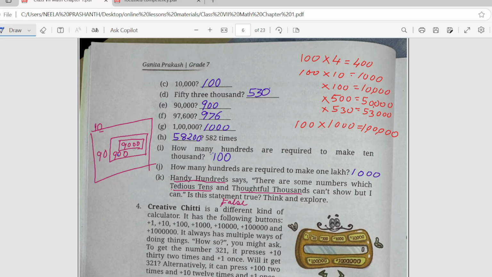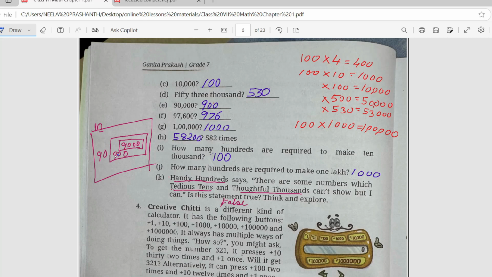Whereas Thoughtful Thousands cannot show numbers less than 1000. Because one click of a button of a 1000 calculator will show directly 1000, 2000, 3000 and so on. It cannot show numbers less than 1000.